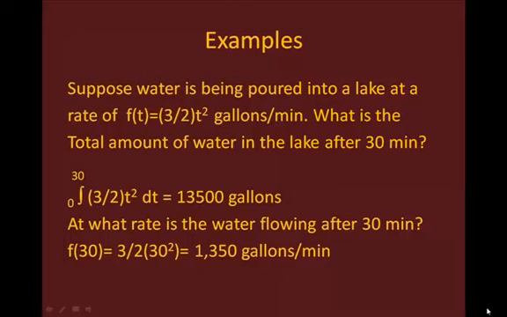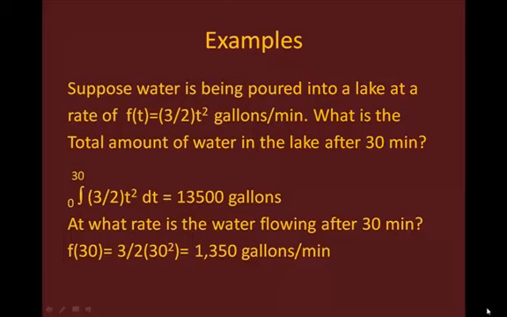So you'll do that part on your calculator, and you'll get 13,500 gallons, because again, for our units, we'll do the units of f of t times the units of t, gallons per minute times minute gives us just gallons. This is different than the question, at what rate is the water flowing after 30 minutes? Because that question is still asking for a rate. So in that case, you would just plug in the number 30, and you would get 1,350 gallons per minute.